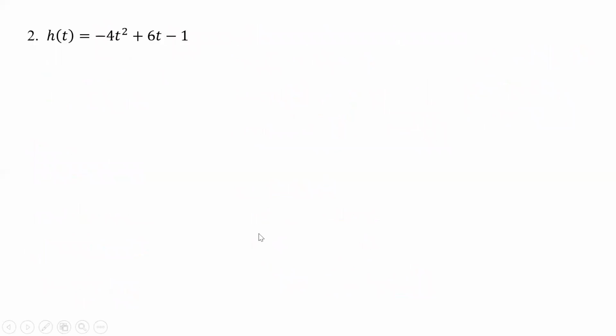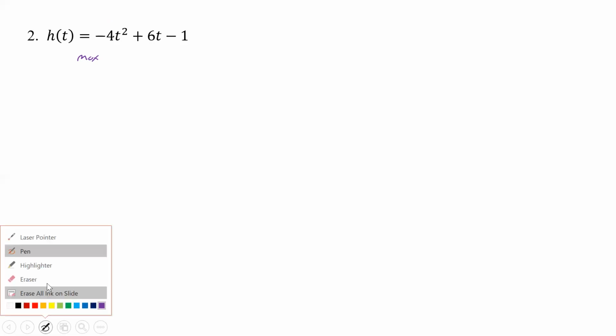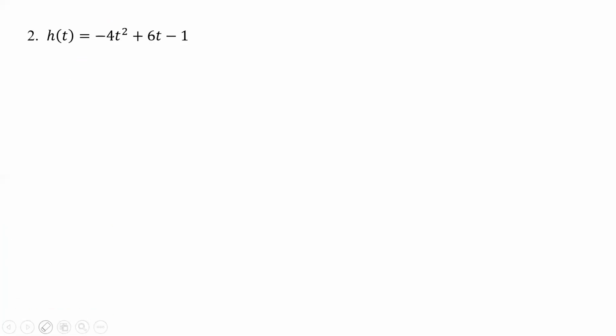All right, what about this one? So again, we have some function, minus 4t squared plus 6t minus 1. We see that a is less than 0, so we know we're going to have a max. So that's going to be a key. We have a max. But before we do that, let's go ahead and write our domain and range, because that's going to be probably the first thing we can find.